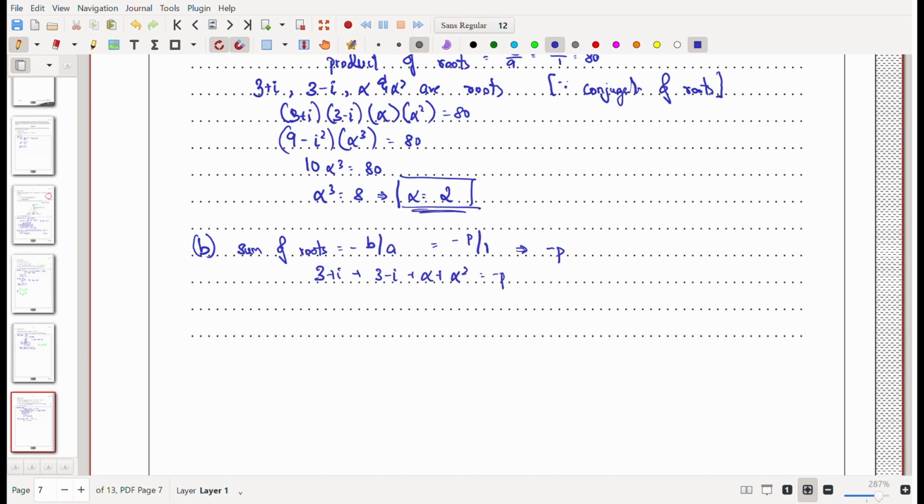So let's substitute our value of alpha from here. That gives us 6 plus 2 plus 4, since the plus i and the minus i get cancelled out, which is equal to minus p. Moving ahead, this means that minus p is equal to 12. Therefore, p is equal to minus 12. That's it.